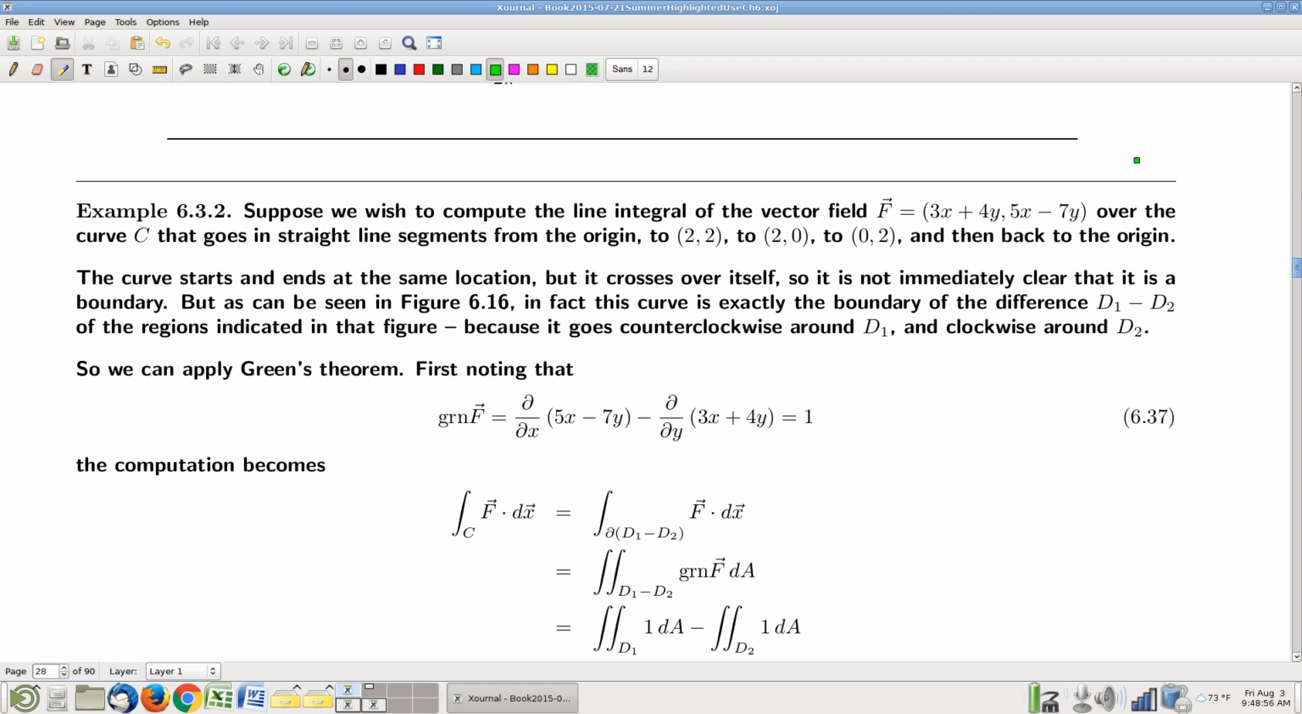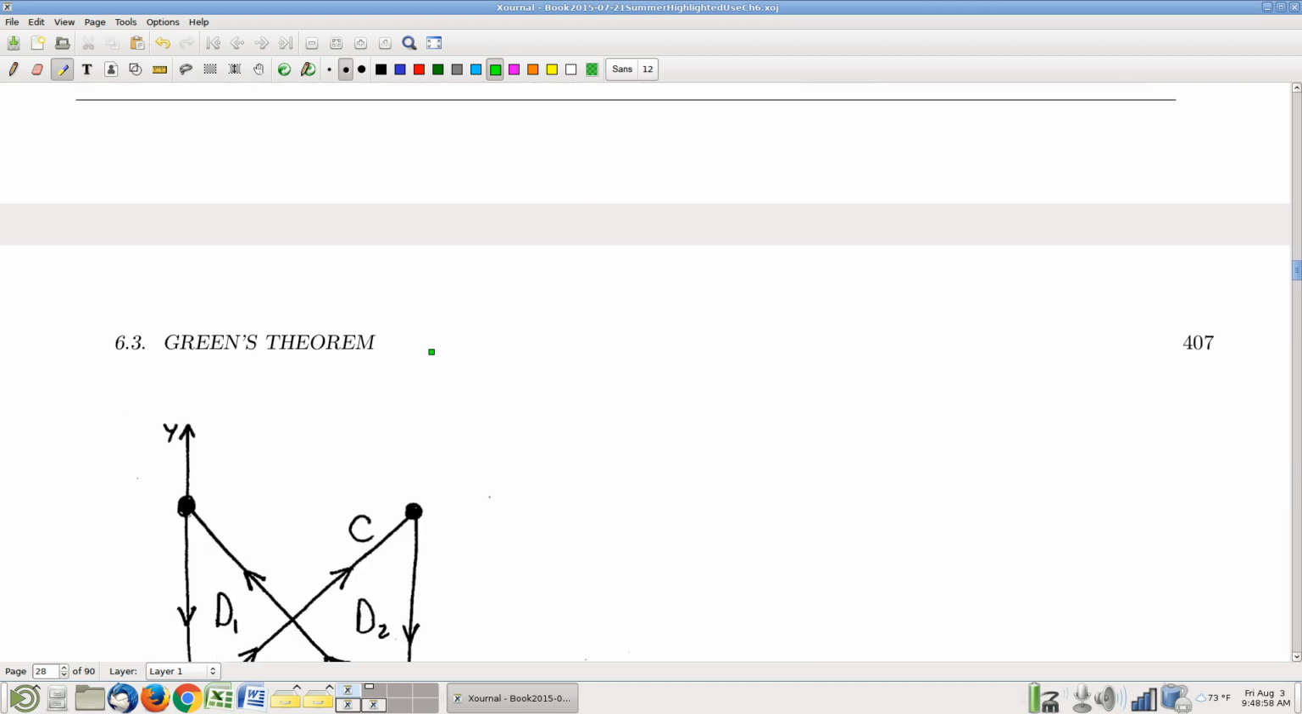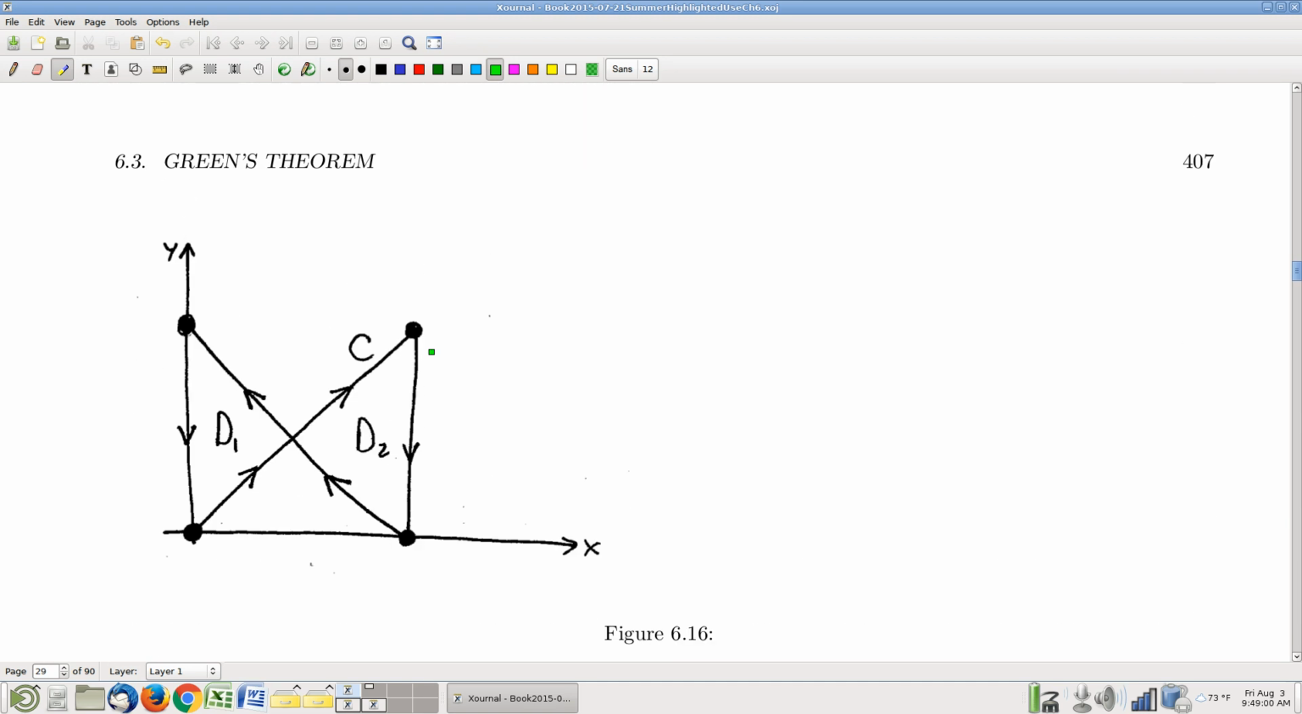Okay, so let's consider the possibility of Green's theorem. Now, Green's theorem, again, same asterisk. I have to ask, is this curve a boundary of something? And yeah, sure. And you can see it right here. It's a boundary of this region that comes in 2 chunks. So we can apply Green's theorem. Everybody on board?